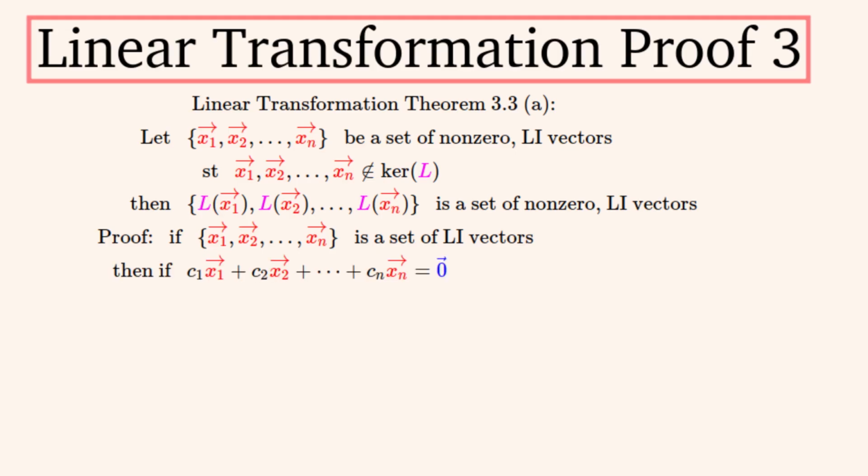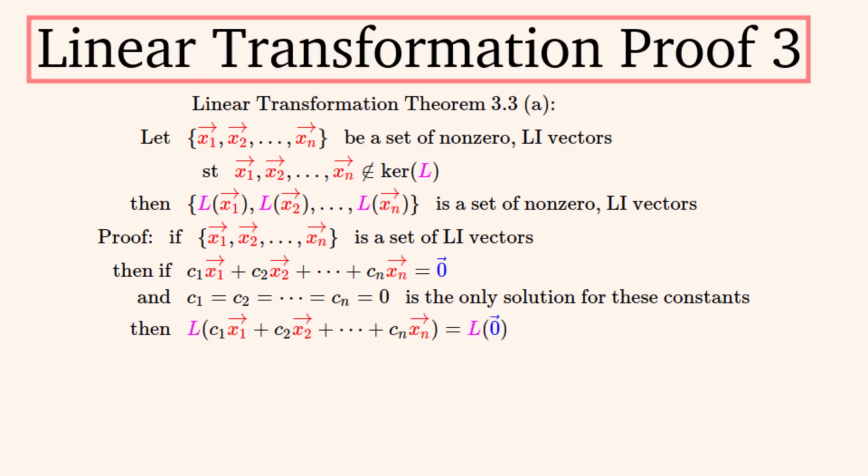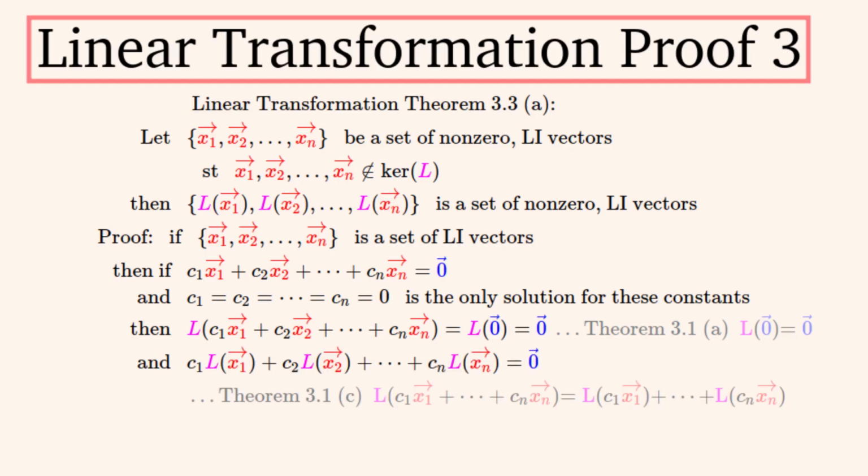So if we apply this equation to this set of vectors, then the only solution to it for these constants is 0, because that's the definition of linear independence. So we can apply the linear transformation to this equation, to both the left and right hand sides. And from a previous theorem, this equation will be equal to the 0 vector. We can use a previous theorem to break this function up into a sum of these functions.